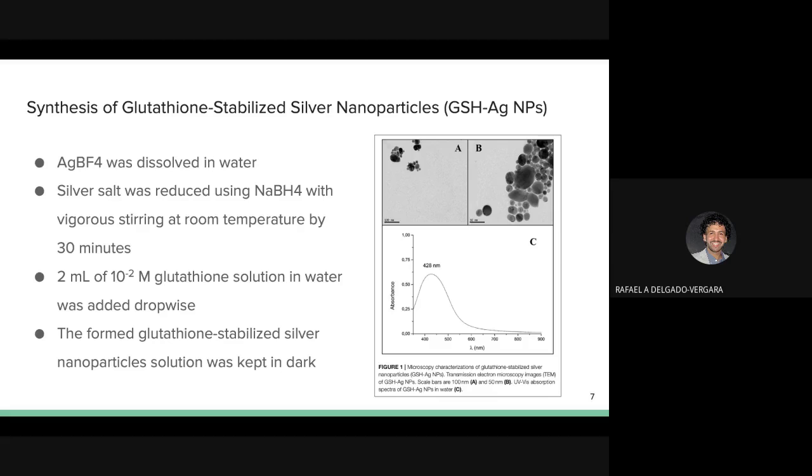In the images on the top, in the A, we see the microscopic characterization of glutathione stabilized silver nanoparticles at 100 nanometers, and in the B, we see the same thing but at 50 nanometers.